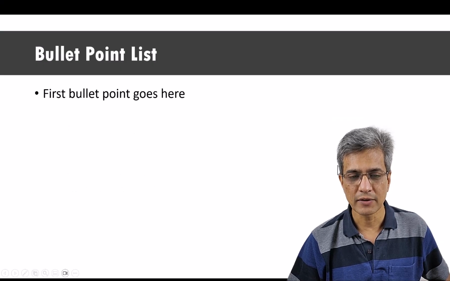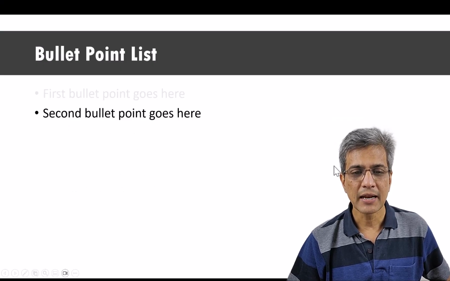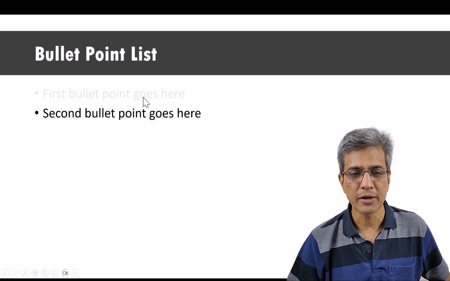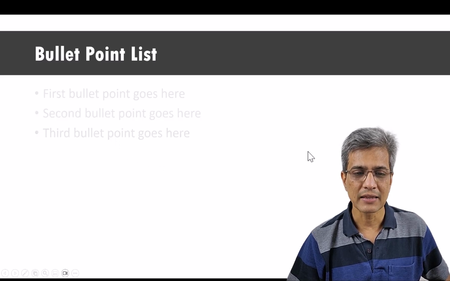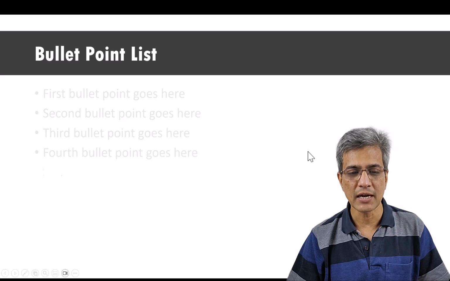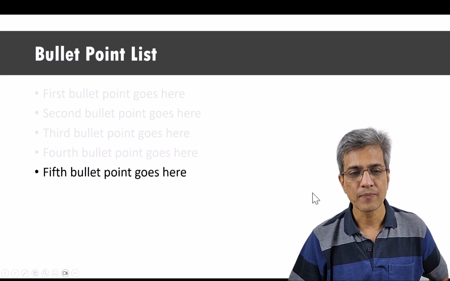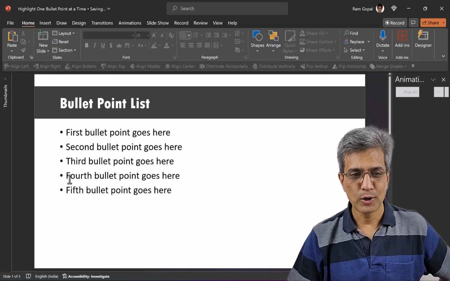On a click, you have the first bullet point appear. Then as the second bullet point appears, the previous one dims out, and that way you will be able to focus the attention on one bullet point at a time. Now let us take this to a whole new level.